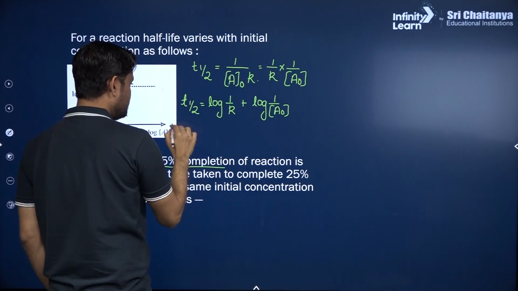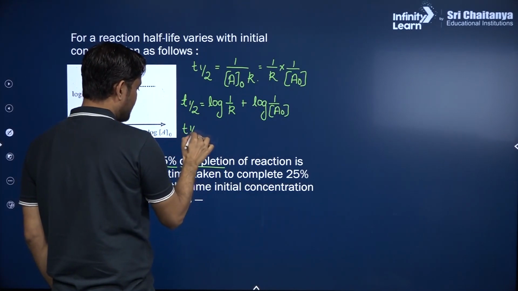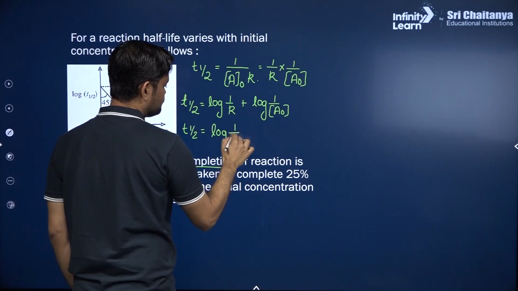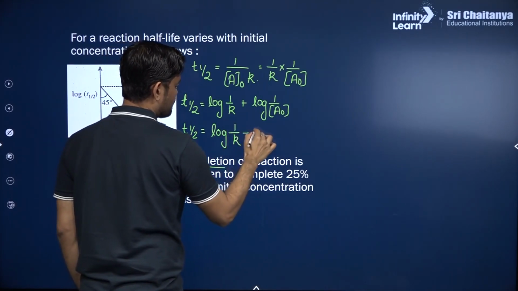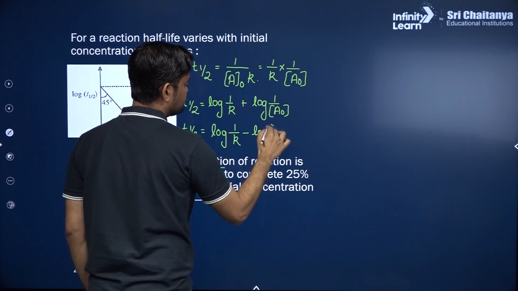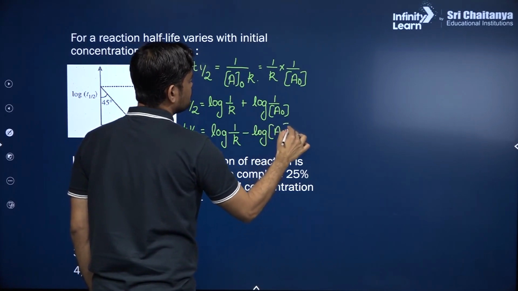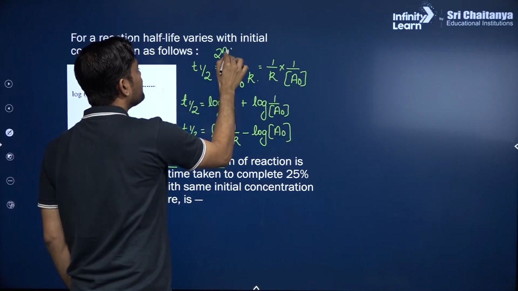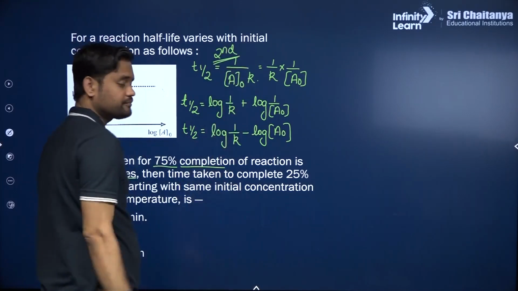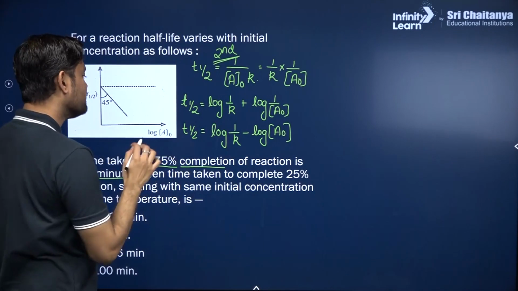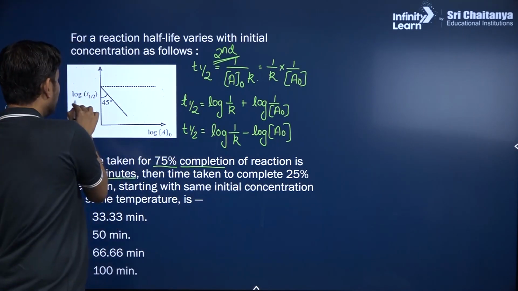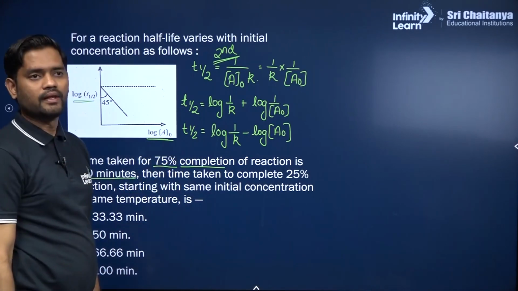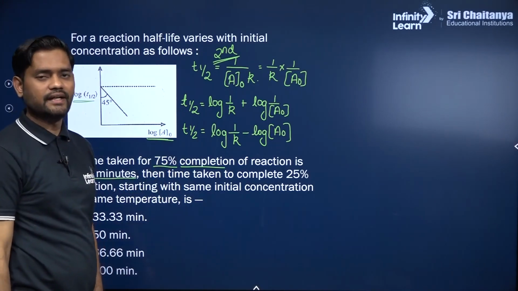Right. So can I finally rearrange it? This is the equation if we take it as a second order. I have assumed it as a second order. Clear? What is the graph? Log of T half by log of A naught. This is the graph, right?